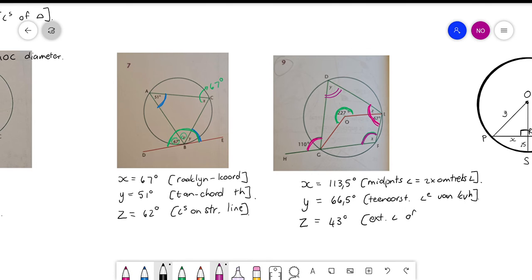Exterior angle of cyclic quad. Buitehoek van 'n kwade vierhoek. Nou jy mag kwade vierhoek KVH afkort.